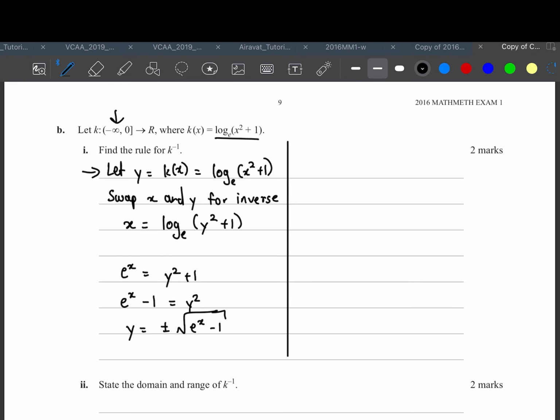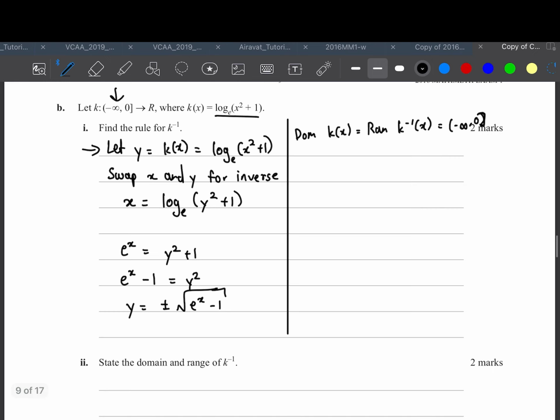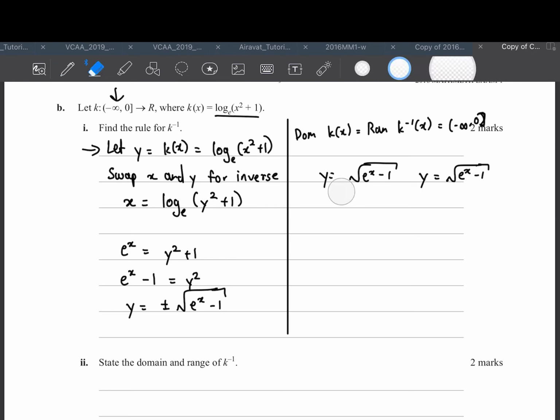Well, we know the property that the domain of k of x is equal to the range of k inverse of x, right? Which is equal to negative infinity to 0, inclusive. So now what we have to think about is we know the range of k inverse. We have to find out whether this function will have a range of negative infinity to 0, or would it be this function to have that range? It can't be both, or maybe it can, who knows, we'll find out. So how do we test this?